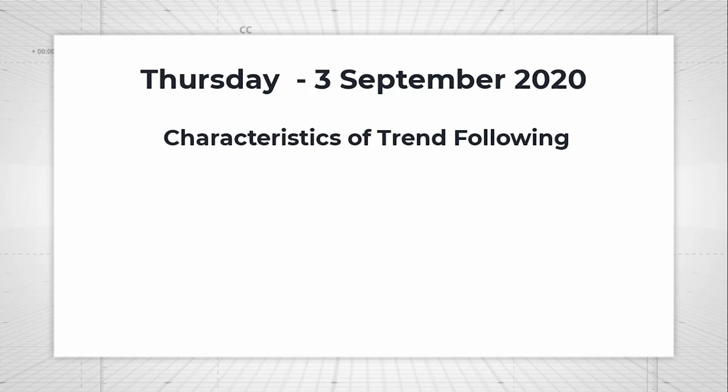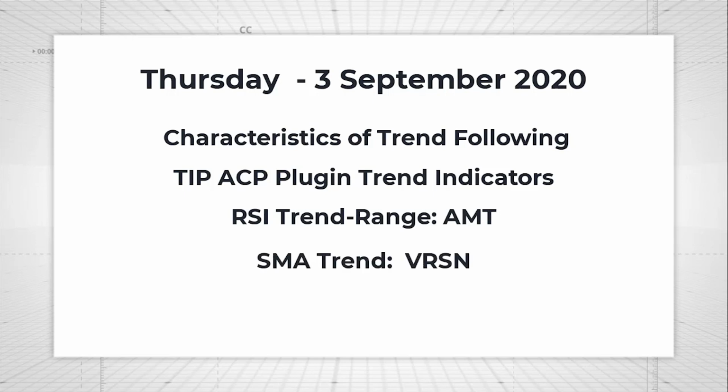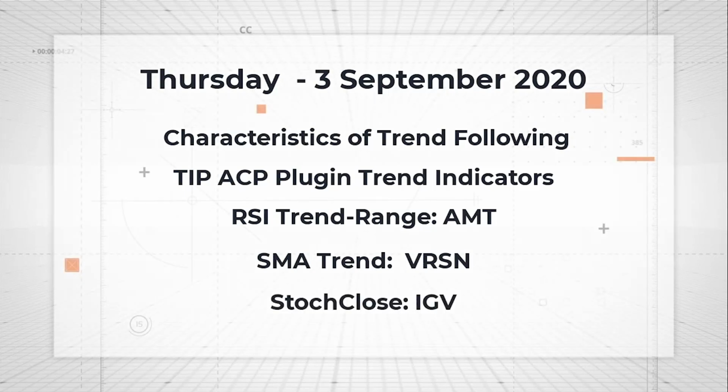So today we're going to dive into trend following and three indicators that are in the TrendInvestorPro ACP plugin. We'll look at RSI Trend-Range, the direction of the simple moving average, and the StochClose indicator.